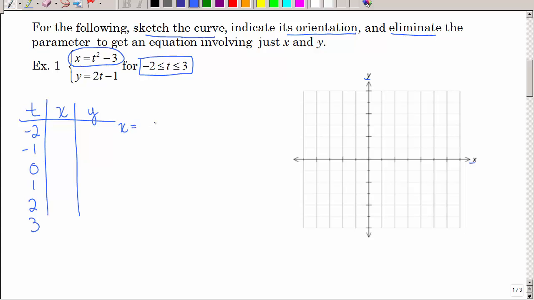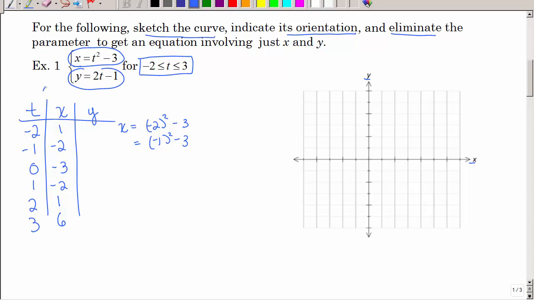Alright, so x is -2 squared minus 3. And keep going in like manner. Do 0. Put in 1. Put in 2. And then 3. And we should get those values for x.